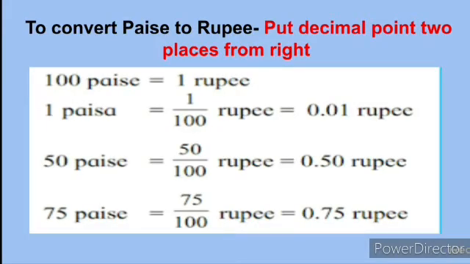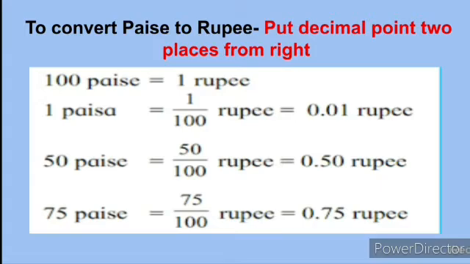In the first table, they have given conversion of paisa to rupees. To convert paise to rupees, what should we do? We should put a decimal point 2 places from the right. Now students, we know 100 paisa means how many rupees? 1 rupee. 1 paisa is equal to 1 upon 100 rupee. 1 paisa means how many rupees? 1 upon 100 rupee. Now 1 upon 100 rupee is the fraction form.